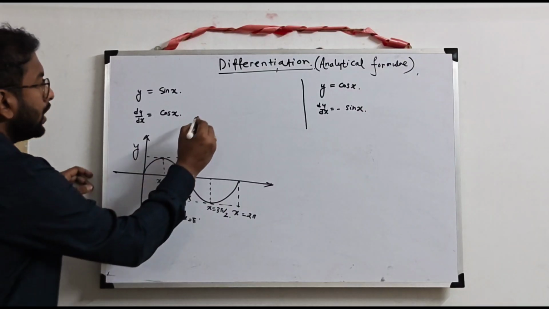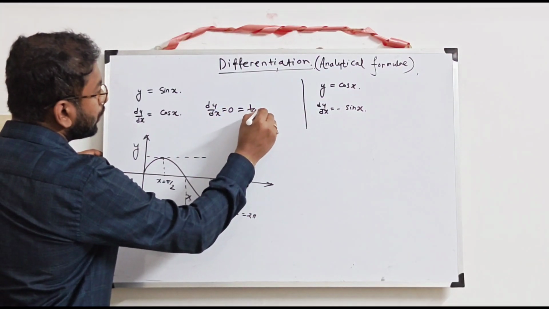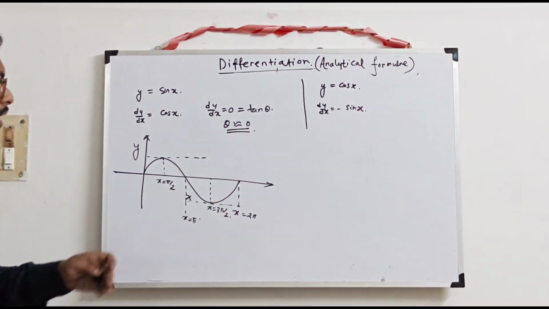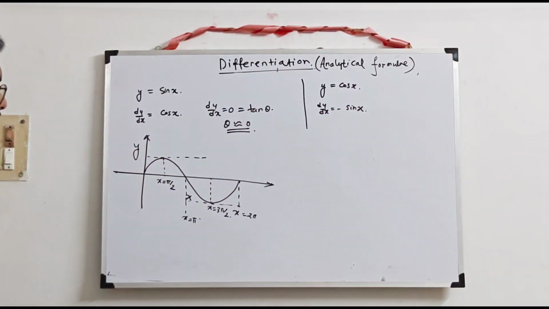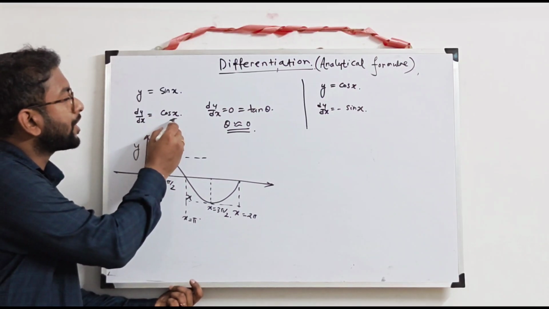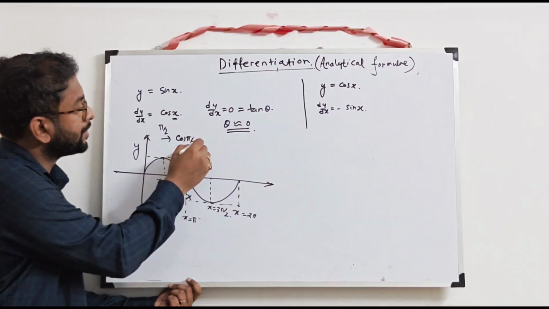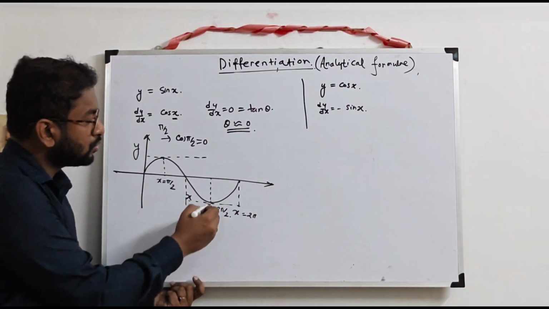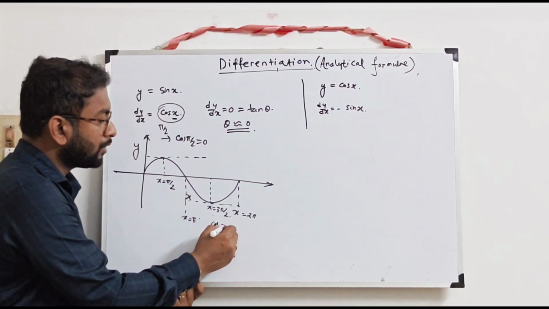because only then will dy/dx be 0, if theta is 0. That means these two tangents should make a 0-degree angle with the positive x-axis. Now let's verify that. At x equal to pi by 2, the value of the slope should be 0. Now you put the value of x to be pi by 2. You ultimately get cos pi by 2, that is 0. From the graph also it is evident. At x equal to 3 pi by 2, the value of the slope is cos x. You have already found it. So cos of 3 pi by 2 is also 0.